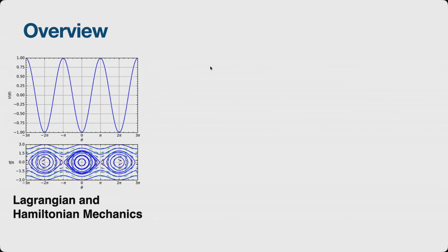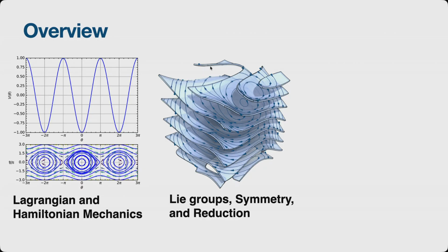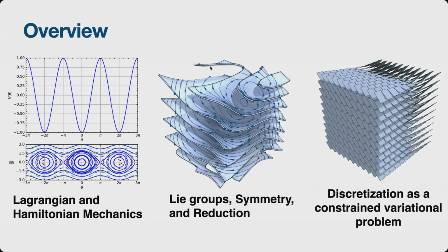Okay, so here is the overview of our course. We're going to first give an introduction on the basics of Lagrangian and Hamiltonian mechanics. And then we're going to talk about Lie groups, symmetry, and reduction. And in the end, we're going to talk about how we can see discretization as a constrained variational problem, and how we design algorithms that accurately preserve energy and other geometric structures.